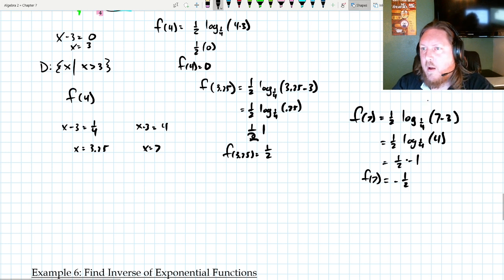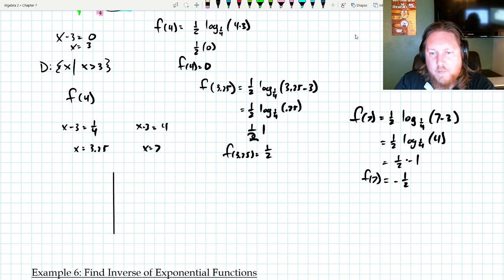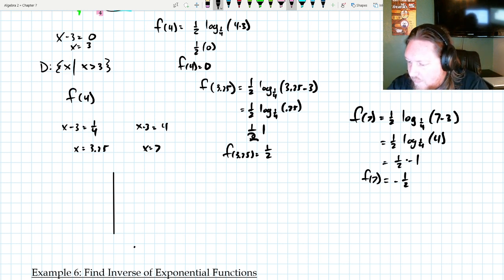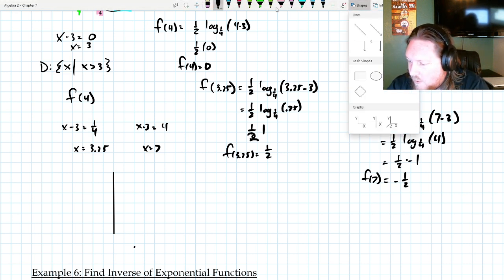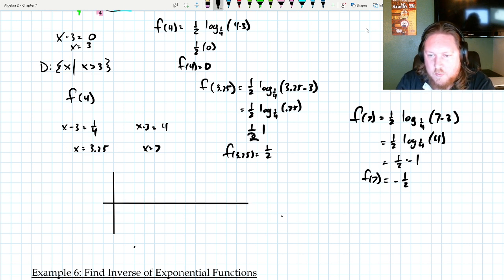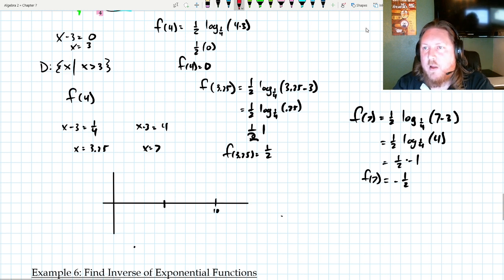So I definitely don't need as much on my y-axis now, because it's been compressed vertically by that a value between 0 and 1. I do need quite a bit on my x-axis though. I need to get all the way over to 7. So 1, 2, 3, 4, 5. 1, 2, 3, 4, 5. Okay, so there's all the way to 10. All right, let's plot our points.